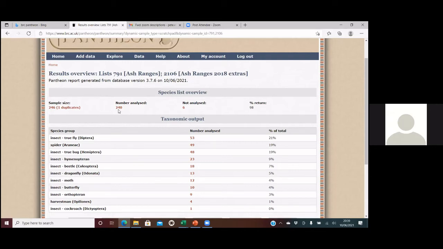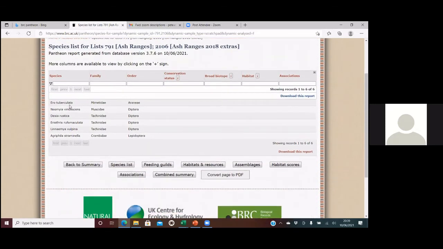The number of species that have been analysed is 240, and if we click that, it'll tell us what they are. But given the computer screen, it's probably easier if we click on the not analysed, so we can see them all. And there's a list of those 6 species that haven't been analysed, and they are for some reason a spider. I don't know why that species hasn't been analysed. It may not be associated clearly enough with any habitat. It may be a ubiquitous thing that we can't say is ecologically linked to any one particular habitat.